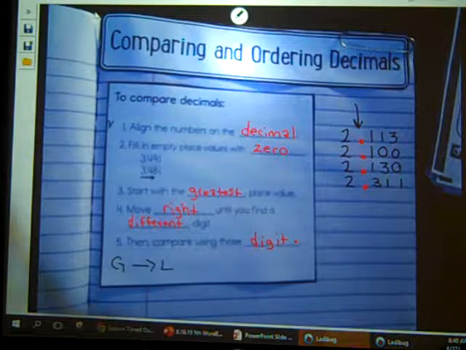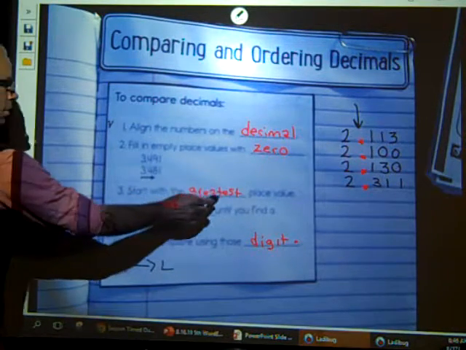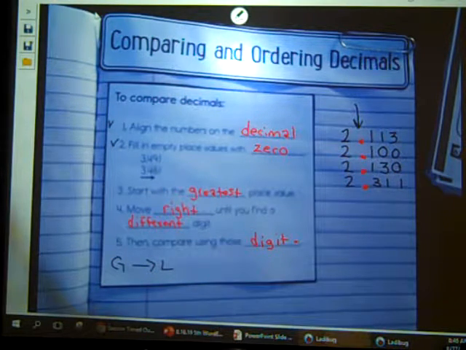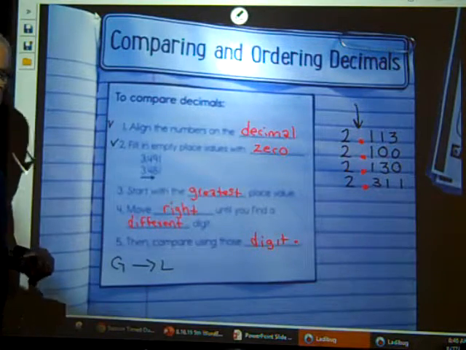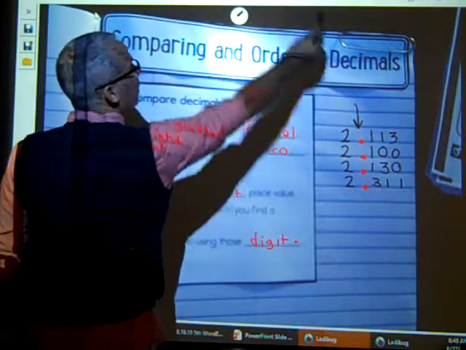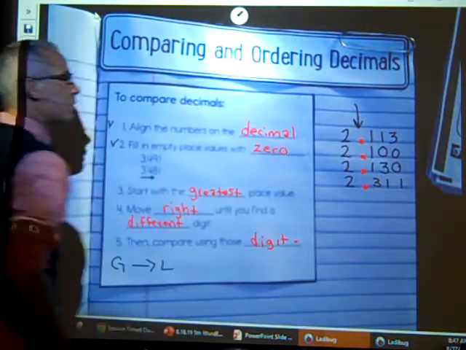Because my next step says start where? The greatest place value. Which digit is the greatest place value in these numbers? What place is it? What's the place value? What place value is the greatest? The last one. And what place is this? 1. The ones place, right?